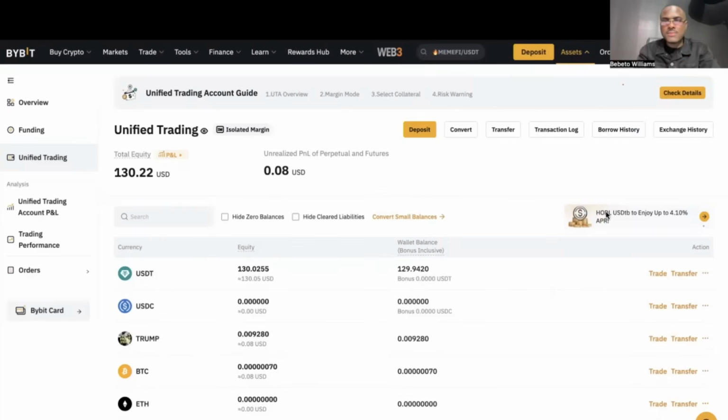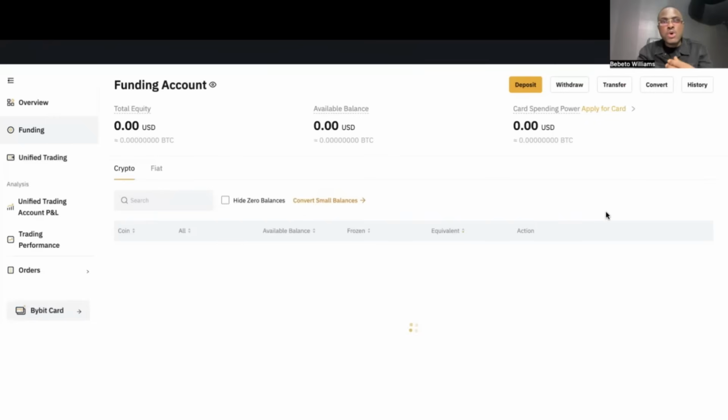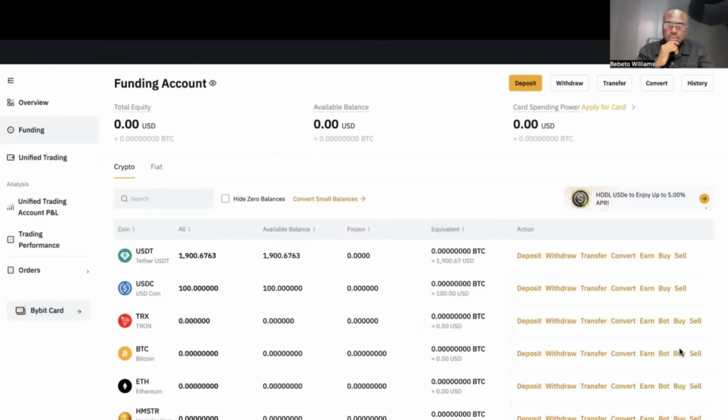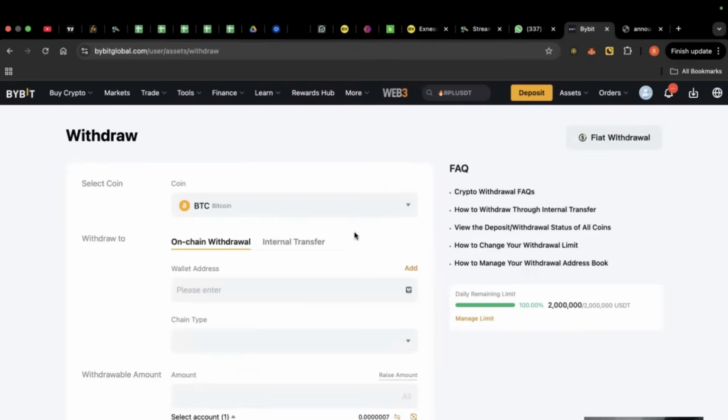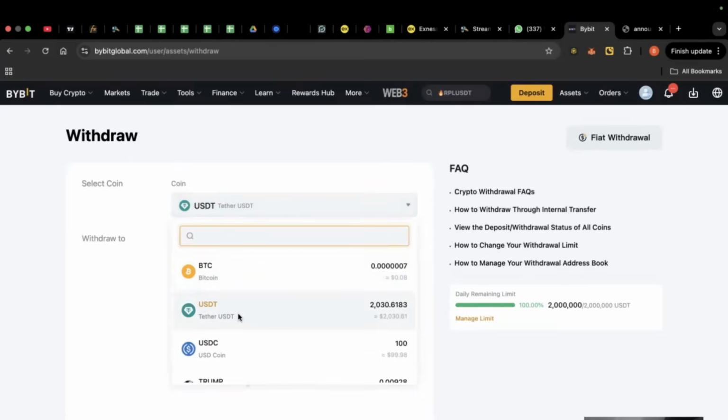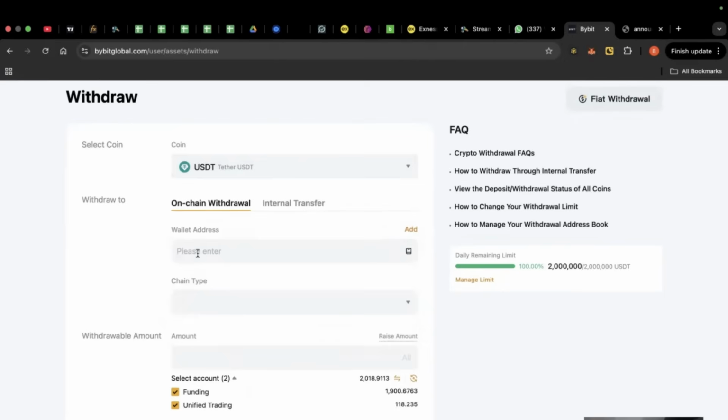The best ways I withdraw: either I withdraw crypto, USDT, to my Trust Wallet or MetaMask, or I withdraw Naira using P2P, peer-to-peer. So this is my funding wallet. I either withdraw from crypto to crypto, from my BYBIT exchange to my Trust Wallet or MetaMask wallet, or I withdraw Naira, where I can use P2P or fiat withdrawal. These are the means of withdrawal. You can see on-chain withdrawal, I'll choose USDT.